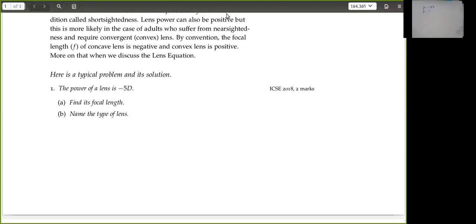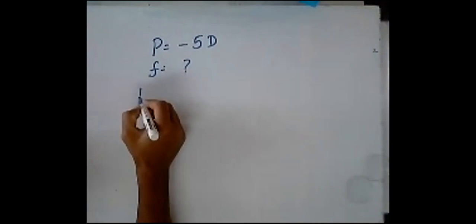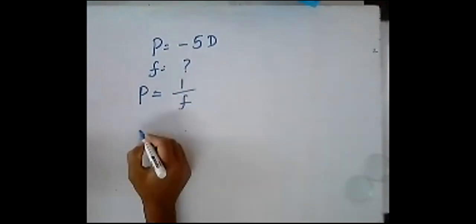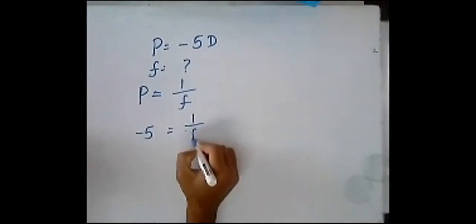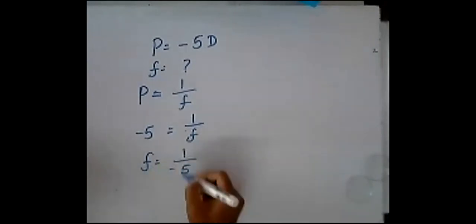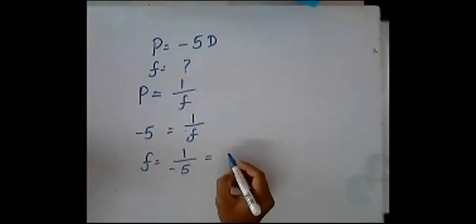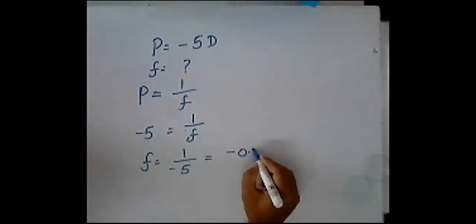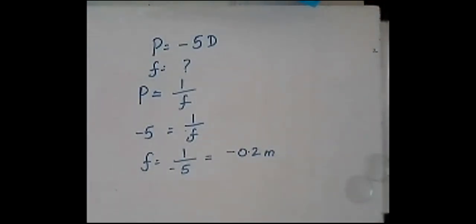Let me just go back again to the whiteboard. So we know the formula. Write down the formula as the first step. Power equals 1 upon F. Okay, so power is already given, minus 5. So that is equal to 1 upon F. Rearranging the equation, you write F is equal to 1 upon minus 5, or minus 1 upon 5. And that gives you the answer minus 0.2 in meters. That's very important here.